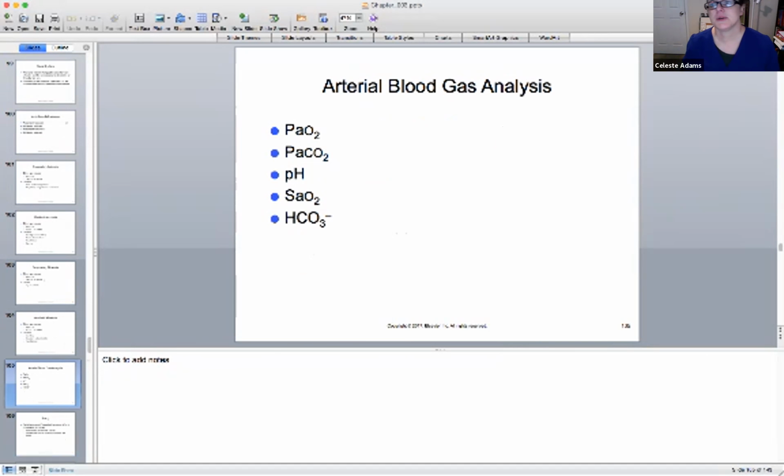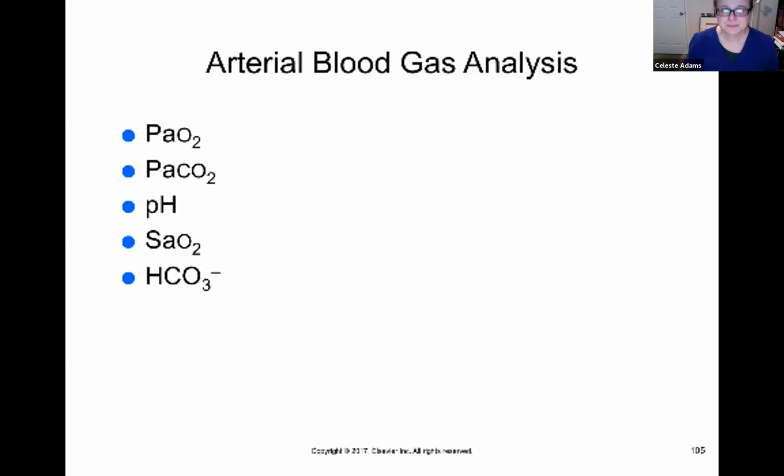Okay, so to determine acid base balance. I may backtrack a little bit, but just bear with me. These ABGs are going to be used to determine acid-base balance. Most of the time, they're going to be drawn by the respiratory therapist to determine the acid-base balance of the patient.